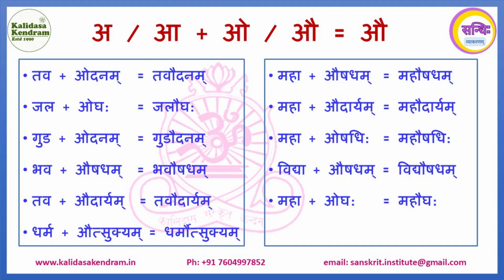Again, there are 11 examples here. In all these examples, the first word ends with either a or aa. The first letter of the second word is either o or au. So let's see this. Tava plus odanam, tavaudanam. Jala plus ogaha, jalaugaha. Tava plus odanam, tavaudanam. Jala plus oghaha, jalaughaha. Guda plus odanam, gudaudanam.